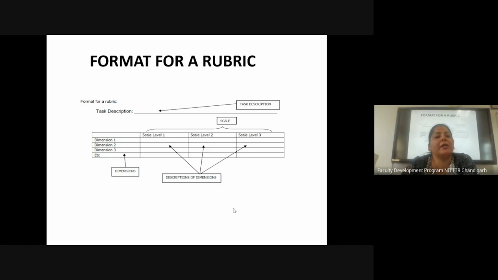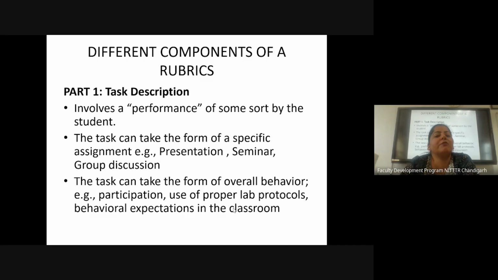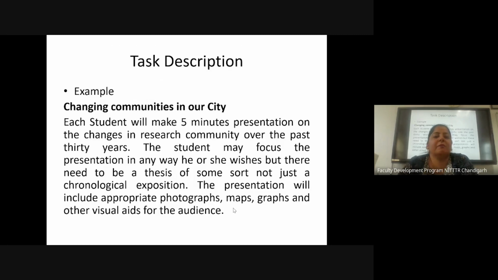So first of all, what comes in our rubric? Task description. Task description will involve all kinds of performance expectation. Say for example, changing community in our city, this is the presentation that I am going to give to my class student. The time of the presentation, how many minutes do I want the student's presentation in? Just in 5 minutes. In 5 minutes the student needs to present information. What information needs to be presented? Changes in research community over the past 30 years.